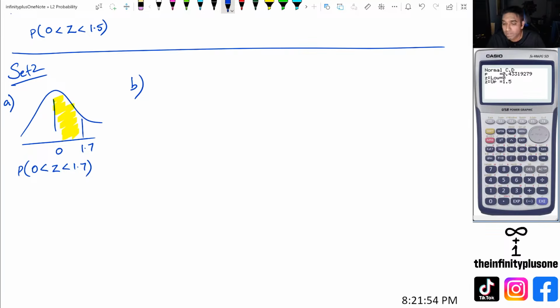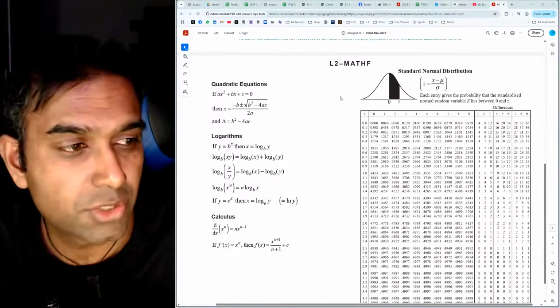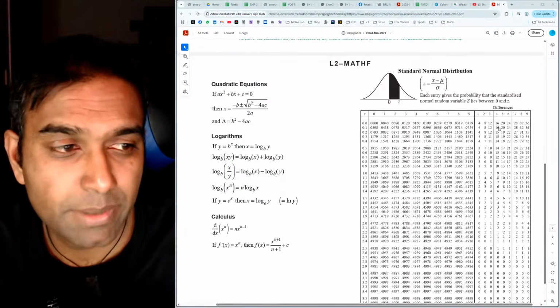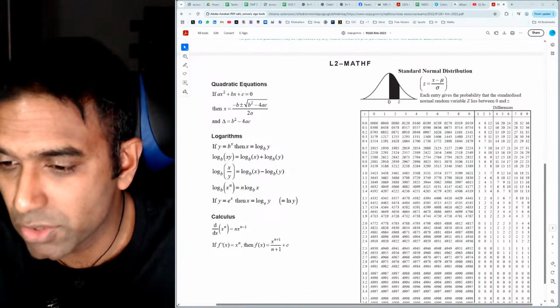Yes, Hudson, you will, because you'll basically get the formula sheet. This is the formula sheet you'll get in the exam paper, in your exams, and you'll have this whole table with you.